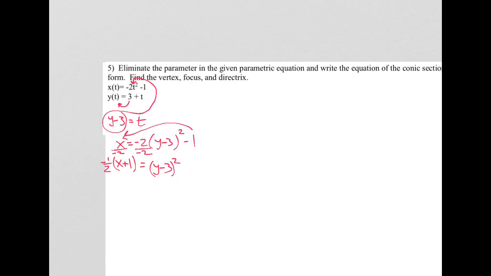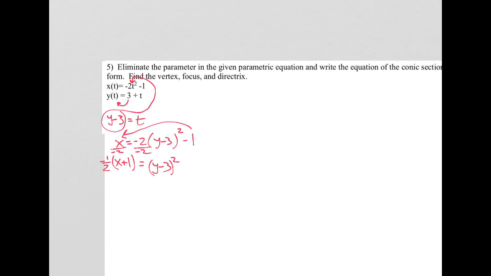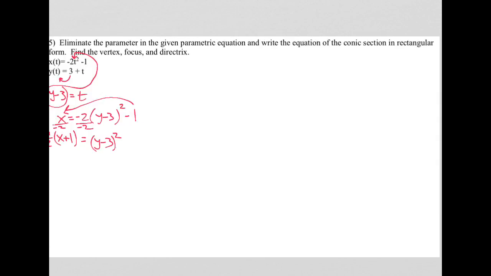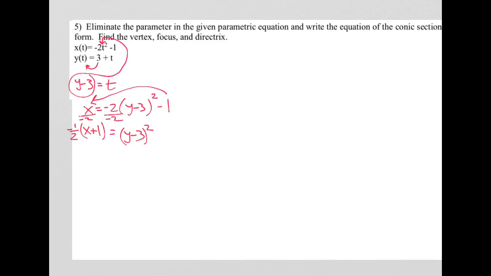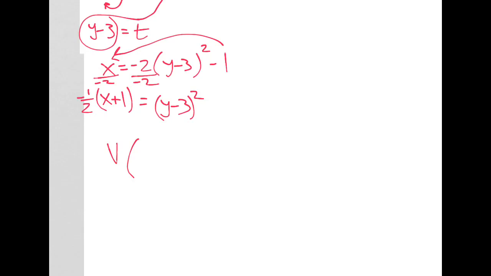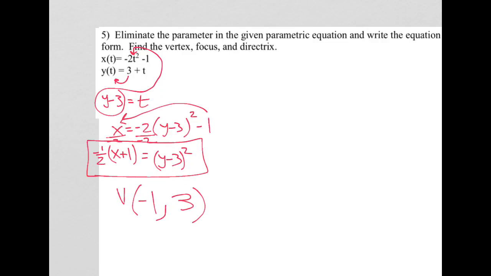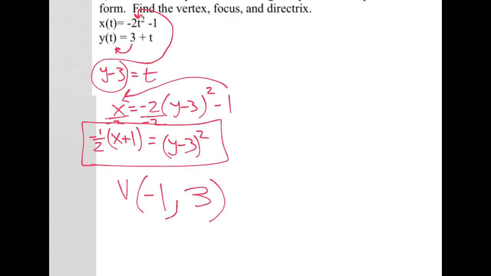And now that is written in the proper form, we eliminated that parameter and wrote the parametric parabola as a conic section. And so what do we want to do with that conic section? Well, we want to find the vertex, so we should be able to see now that the vertex is going to have an x value of negative 1 and a y value of positive 3, coming straight from that factored form right there.